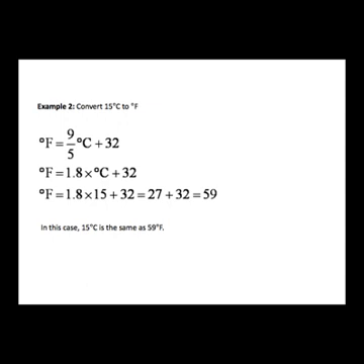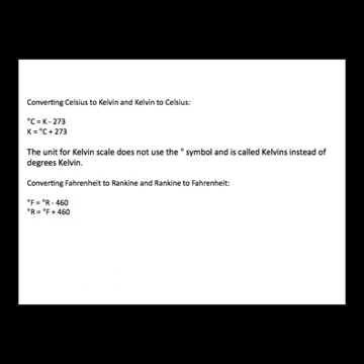You can find calculators and other websites online that will do this for you. There's a lot of templates out there, and most cell phones have conversion tools available. You can also convert Celsius to Kelvin and Kelvin to Celsius. Degrees Celsius equals Kelvin minus 273. Kelvin equals degrees Celsius plus 273. That's because the unit for the Kelvin scale is in the same equal divisions as Celsius, so you're just adding and subtracting. Converting Fahrenheit to Rankine and Rankine to Fahrenheit, again, it's just adding and subtracting 460 degrees.